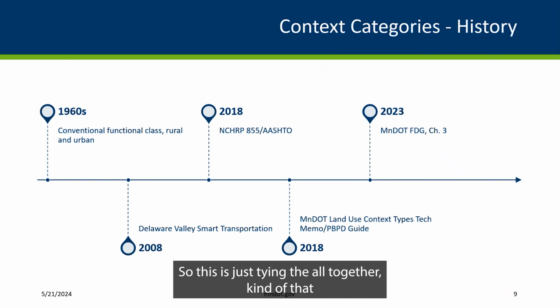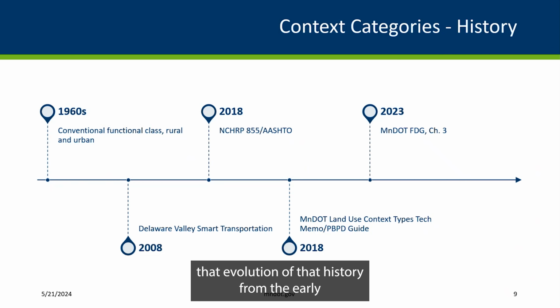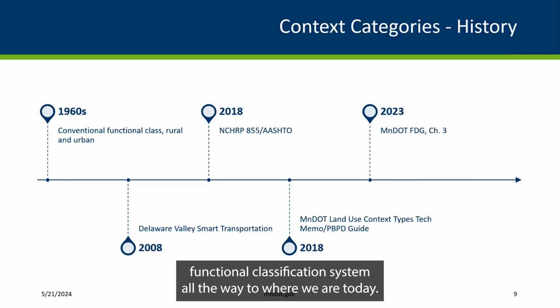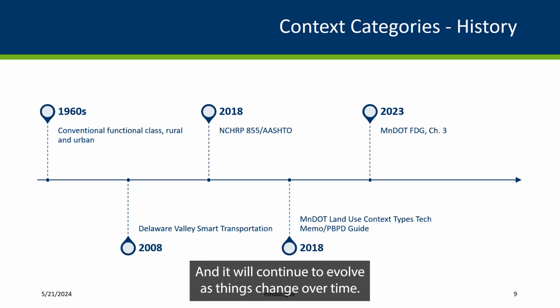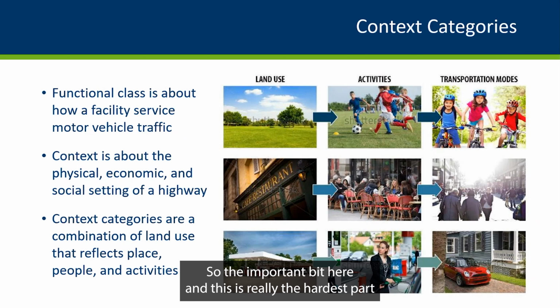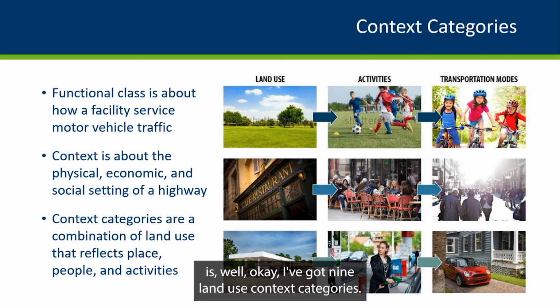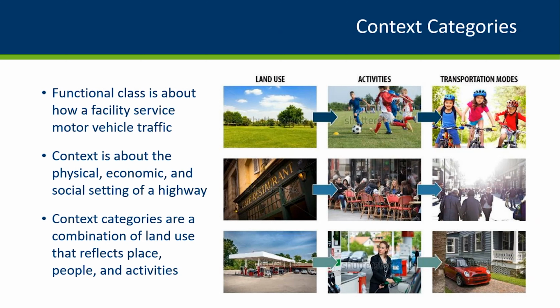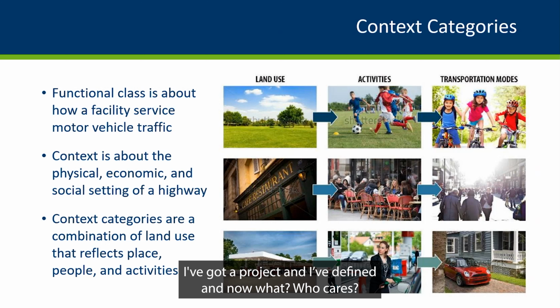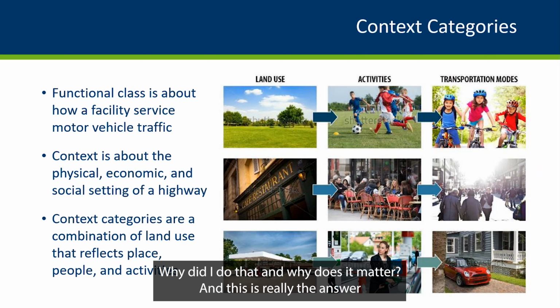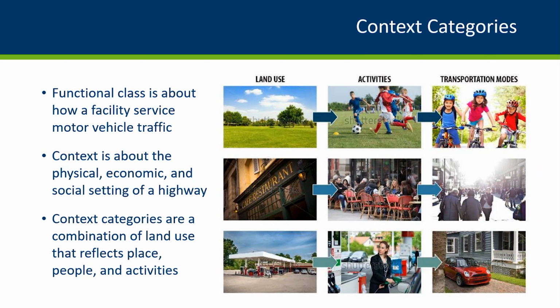So this is just tying it all together, that evolution or history from the early functional classification system all the way into where we are today. And it will continue to evolve as things change over time. The important bit here, and this is really the hardest part, is, okay, I've got 9 land use context categories. I've got a project and I've defined them. Now, who cares? Why did I do that?